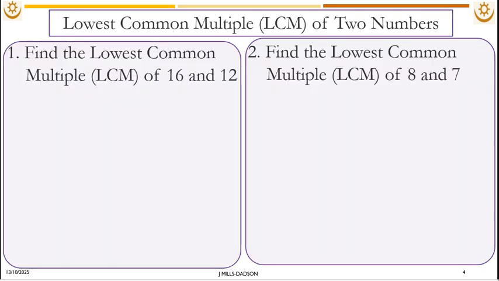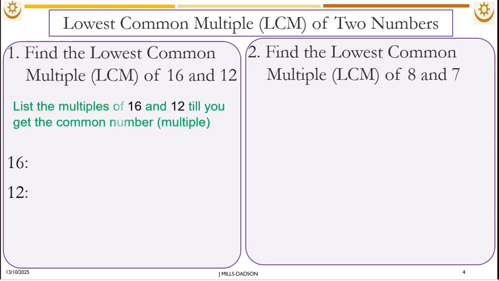Now, how do we work out questions such as the LCM of 16 and 12 and the LCM of 8 and 7? First, you start by listing the multiples of 16 and 12 till you get a common number. That's one approach. So let's say 16, 32, 48, 64. Then we stop, then we try to do the same for 12.